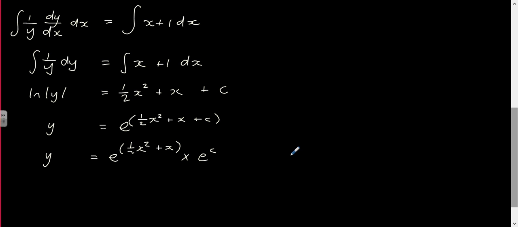So now I'm going to apply a little trick. I'm just going to say let e to the power c equal another constant a. All right, e to the power of an unknown constant is just another unknown constant, and so we end up with y equals a times e to the power of half x squared plus x. And there we have our general solution to a differential equation.